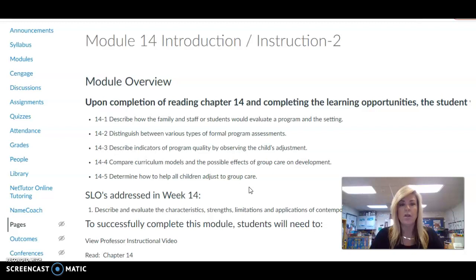You'll be able to describe how a family and staff or students will evaluate a program and a setting. You're going to distinguish between various types of formal program assessments, which is very important. You'll also look at indicators of program quality by observing the child's adjustment, as well as comparing curriculum models and possible effects of group care on development. And lastly, determine how to help all children adjust to group care.